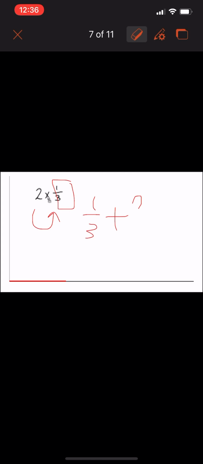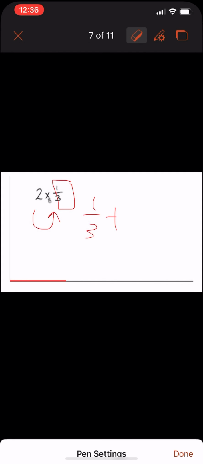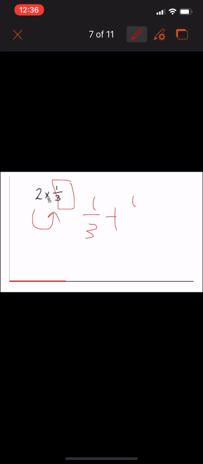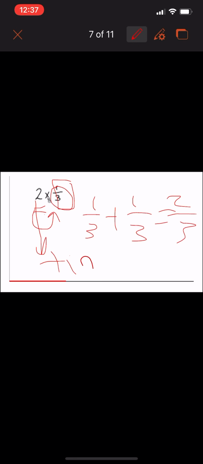Let me just erase this. 1/3 is repeating 2 times. So 1/3 plus 1/3 is 2/3, right? This is the way I use addition to find the multiplication. So I didn't multiply here. I just add the unit fraction for how many times. This is the number of times that it will repeat, right? Very nice.